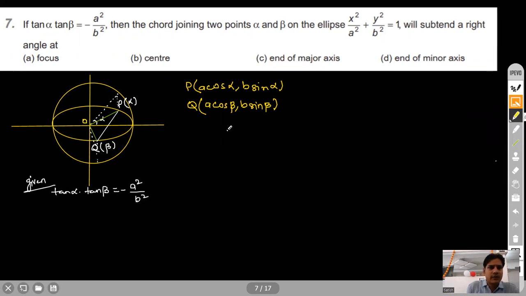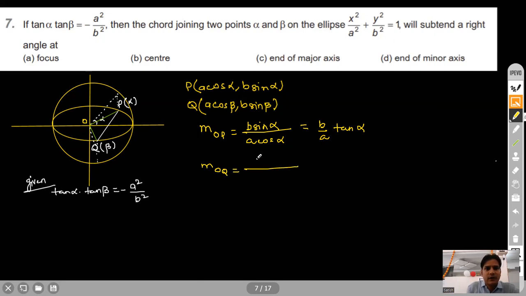Now I am trying to find the slope of OP. The slope of OP will be basically y1 minus y2, that is b sine alpha minus 0 upon a cos alpha. Is it clear? So it will be nothing but b upon a, sine alpha upon cos alpha, which gives tan alpha. Now, what will be the slope of OQ? It will be b sine beta upon a cos beta. Is it okay to everyone? So it will be b by a into tan beta.